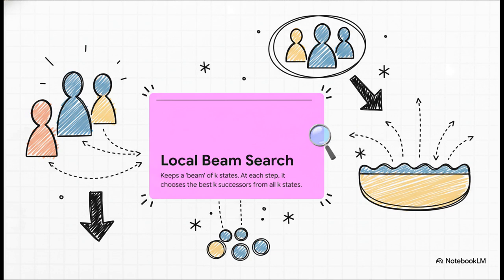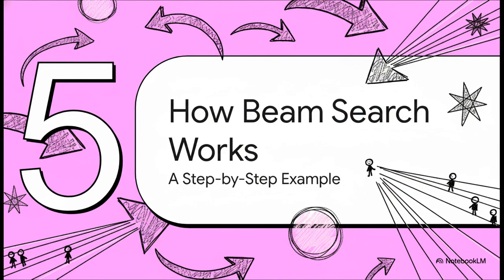At each step, you look at every member of your search party and find all of their possible next moves. Then you throw all those potential moves into one big pool, and from that pool you pick the best k to become your new search party for the next round. Yeah, I know. That can sound a little abstract. So let's do what we always do and walk through an example step by step. Let's see how this beam of solutions actually moves and evolves.